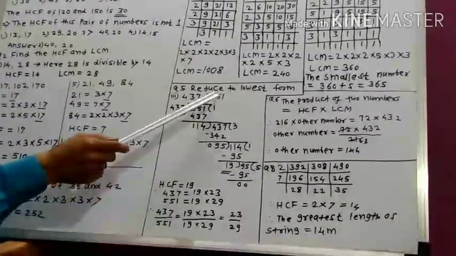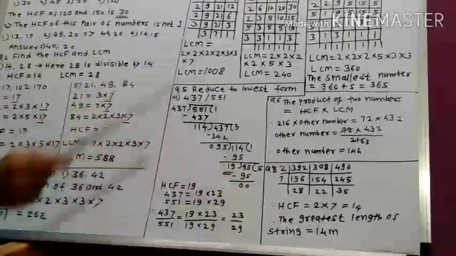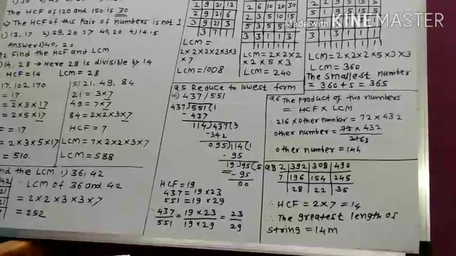437 divided by 551, reduce to lowest form.